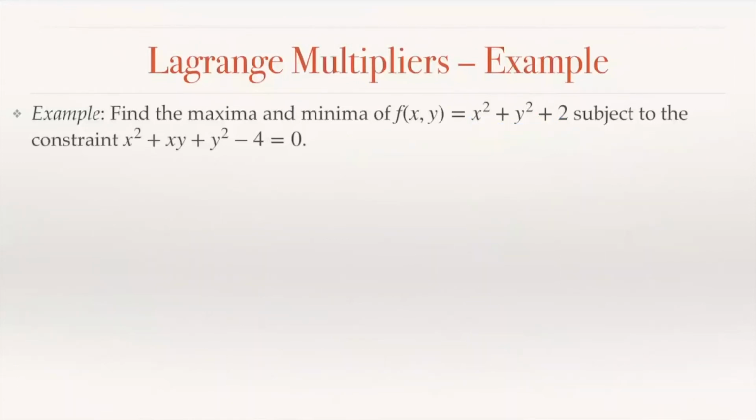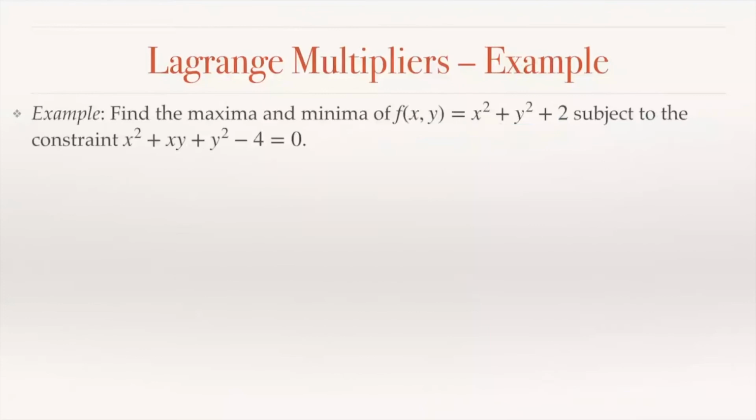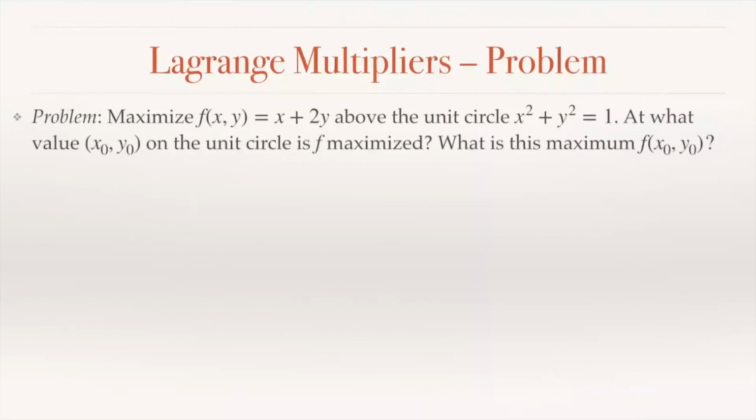And let's go back to the picture just to see if that makes sense. Okay, so we got these maxima of z equals 10. That's exactly what we found at 2 comma negative 2 and negative 2 comma 2. And then at these 2 points, we got minima of z equals 14 thirds. That is exactly what we got. So it checks out.